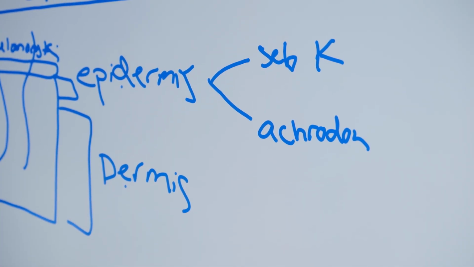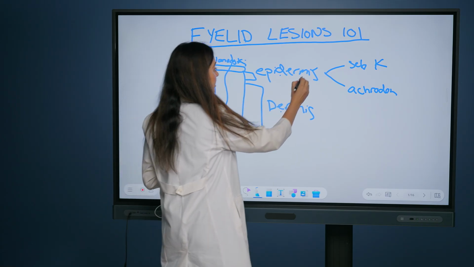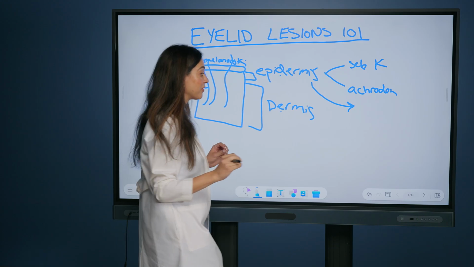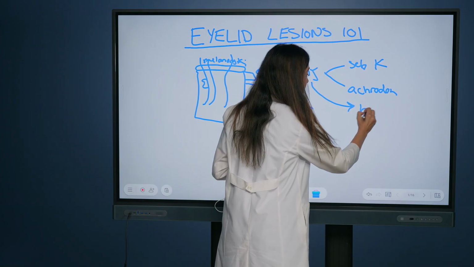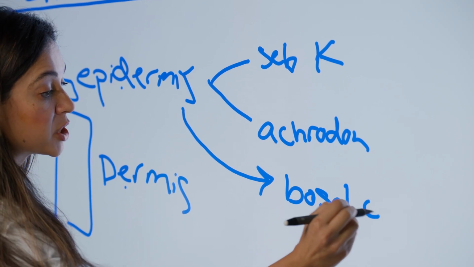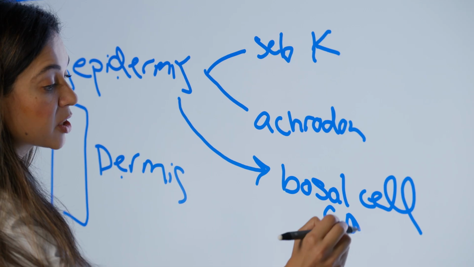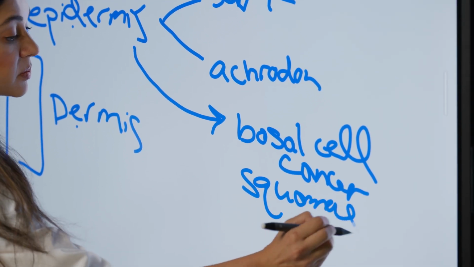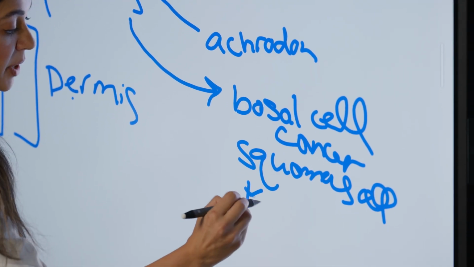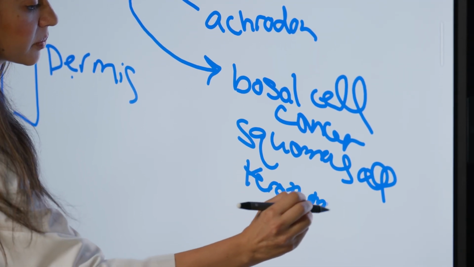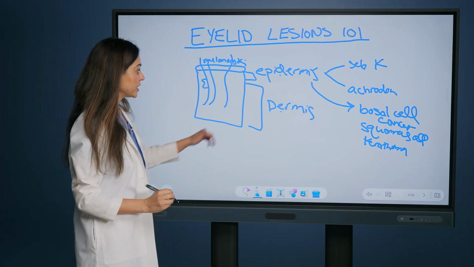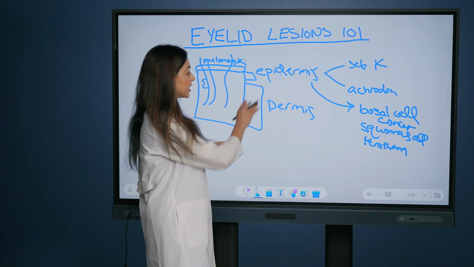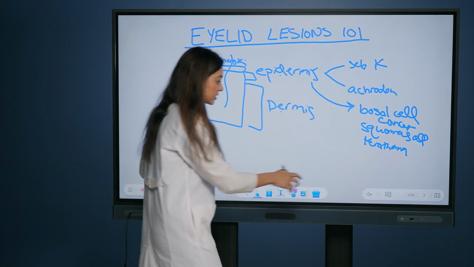But we also can see malignant lesions that come from the epidermis. And these are the ones we, of course, want to recognize when we see them in the office so that we're not missing malignancy, which can lead to more serious problems for our patients. And these are going to include basal cell cancer, squamous cell cancer, as well as keratoacanthomas. Now, when it comes to the dermis, we can also have benign lesions and malignant lesions, and we're going to delve into that a little bit later, but let's go ahead and get started with the epidermal lesions.